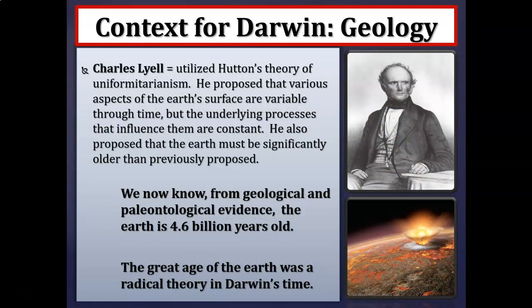All right, so Charles Lyell was a student of Hutton's. He utilized Hutton's theory of uniformitarianism, and he proposed that the various aspects of the Earth's surface are variable through time, but the underlying processes that influence them are constant. So he proposed that the Earth must be significantly older than previously proposed. We now know, based on more sophisticated dating technologies, geological, and paleontological evidence, that the Earth is approximately 4.6 billion years old. So the great age of the Earth was a radical theory in Darwin's time.